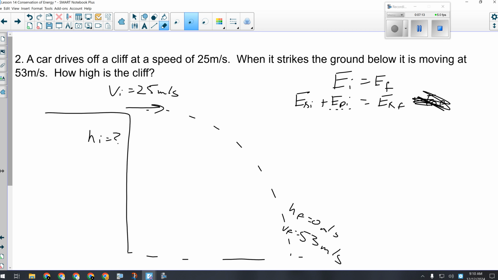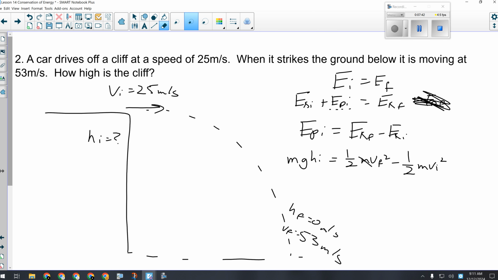Okay, I'm looking for EP initial. What do I have to do with EK initial? Right, move it over to the other side. So I'm going to have initial potential equals the final kinetic minus the initial kinetic. Then I can put in my formulas. M times G times H initial equals 1/2 mv final squared minus 1/2 mv initial squared. Okay, we can cancel off all the m's, which is good.